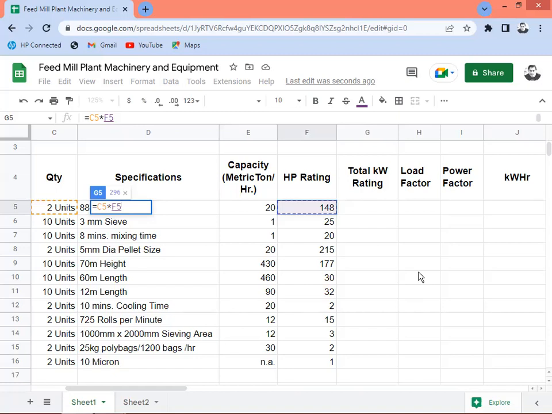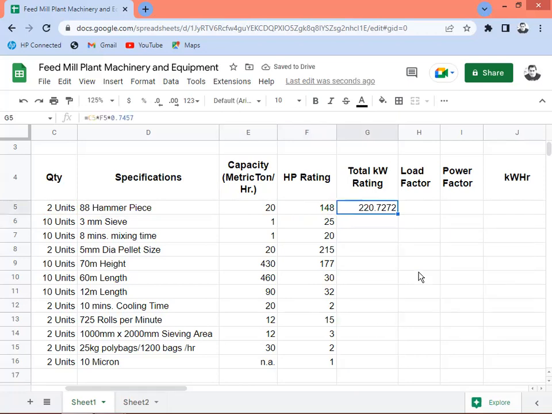We are not going to include the capacity in metric tons per hour, just the HP rating. Then we're going to convert it to kilowatt rating. One horsepower, you can multiply by 0.7457 to convert it to kilowatt rating. Not kilowatt hour, but kilowatt rating. So let's see what happens.